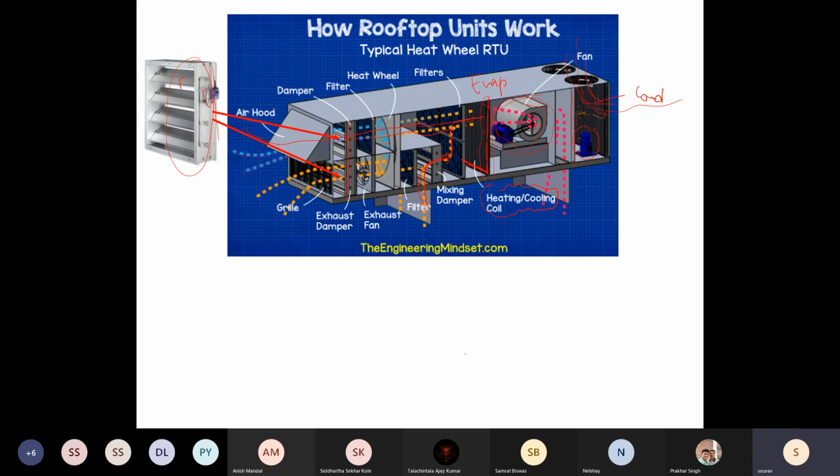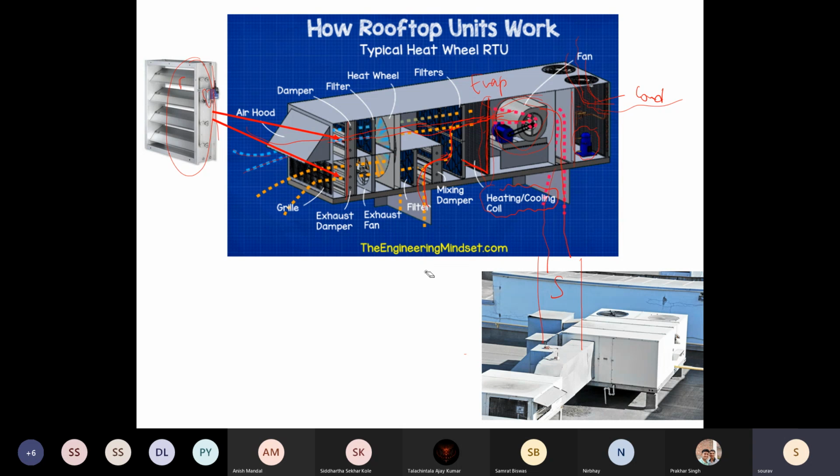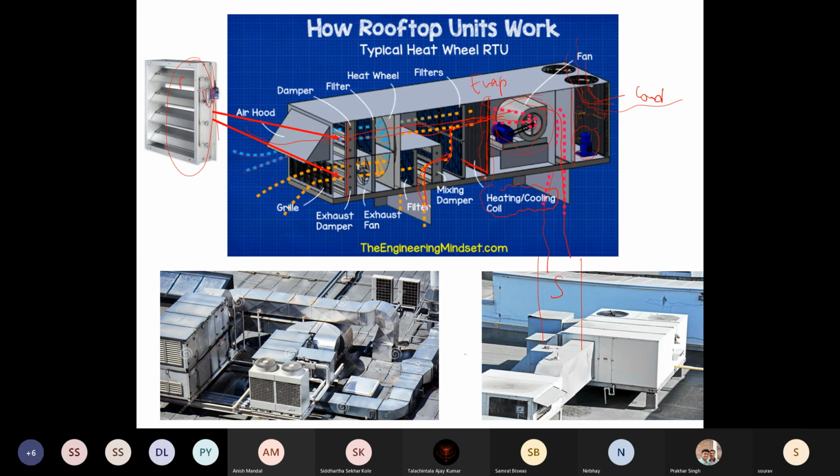So this and this mix, and then it is drawn in by this blower and then supplied to your supply duct. So this is your supply duct and this is your return duct. Okay, so everything is very compact in one single module. So this is how your ducting is. You will see your ducting takes a lot of space. Your refrigeration system doesn't take a lot of space. So this is how your rooftop unit can look. These are some actual photographs.